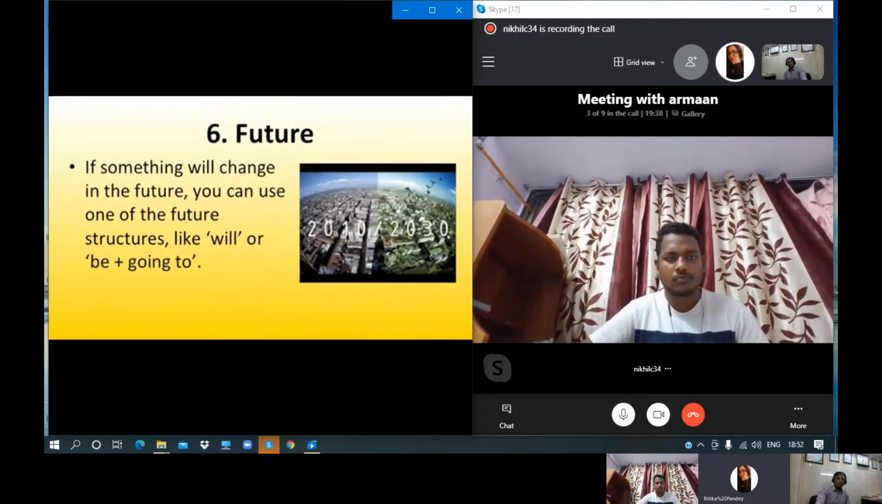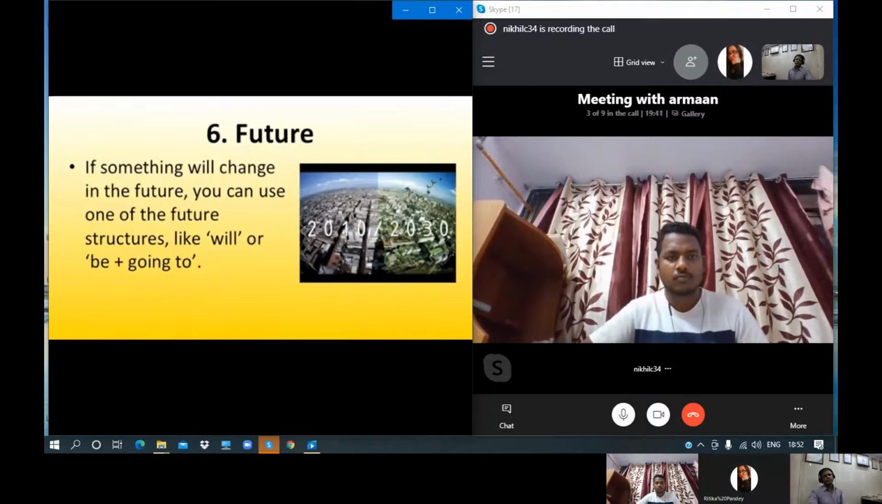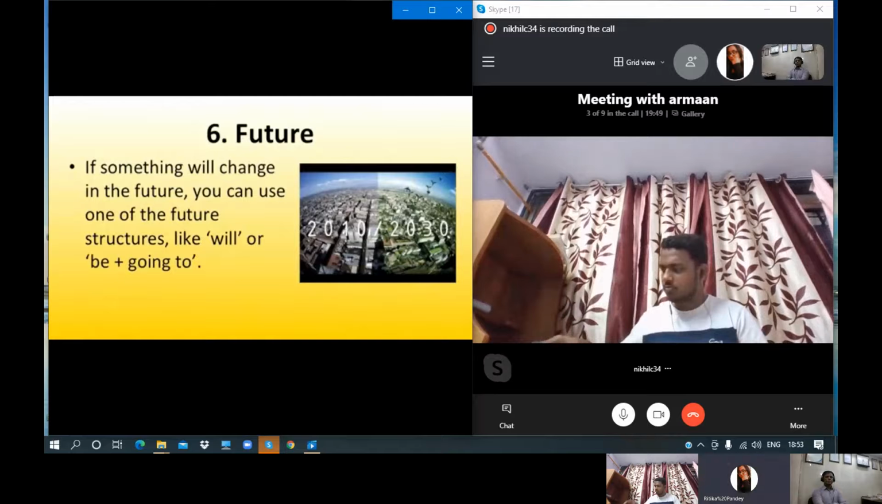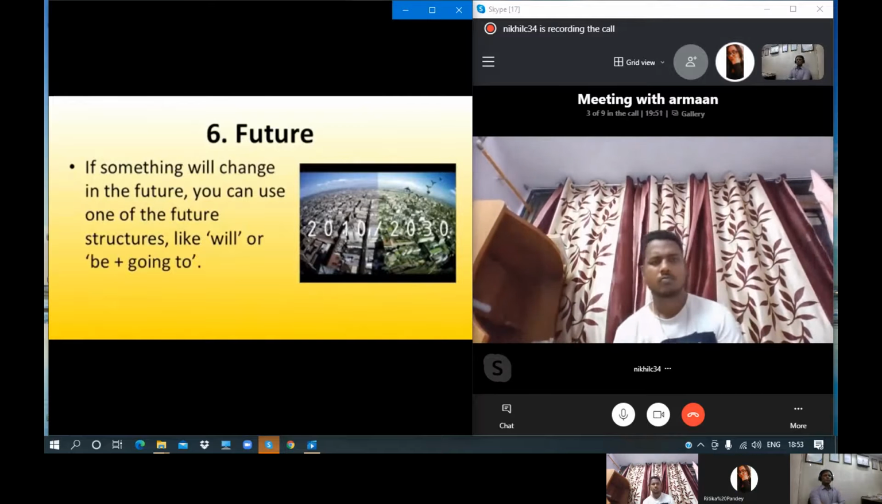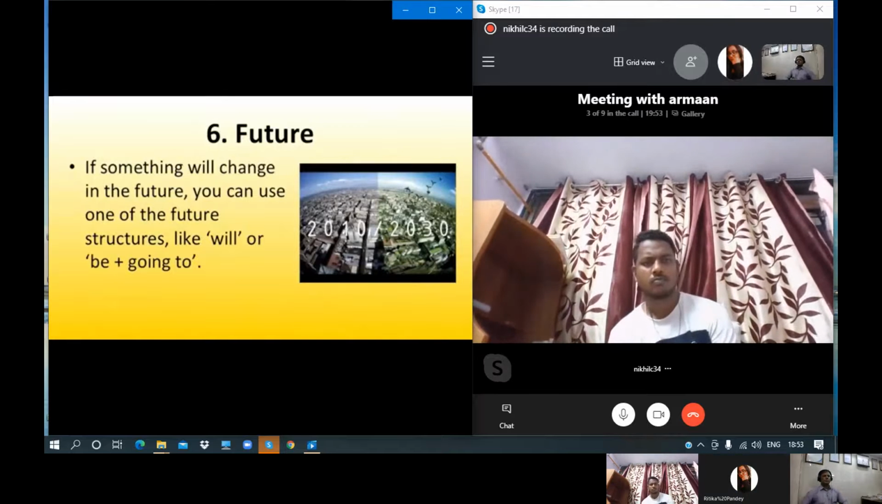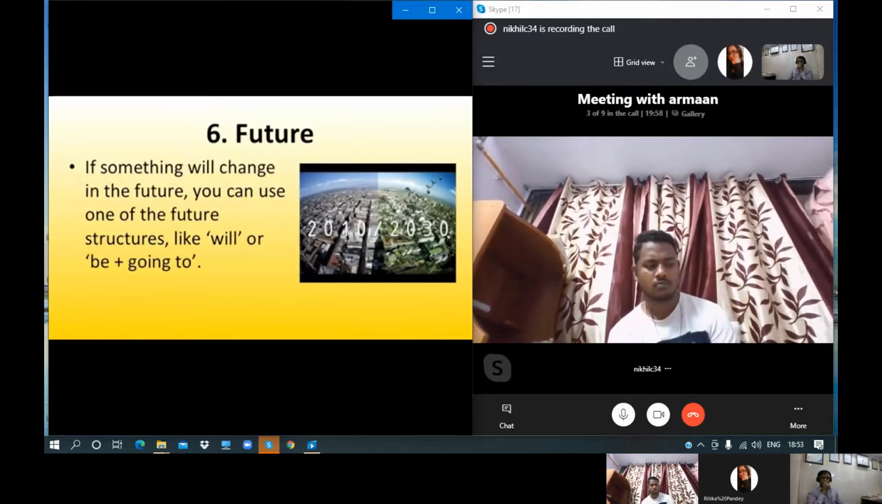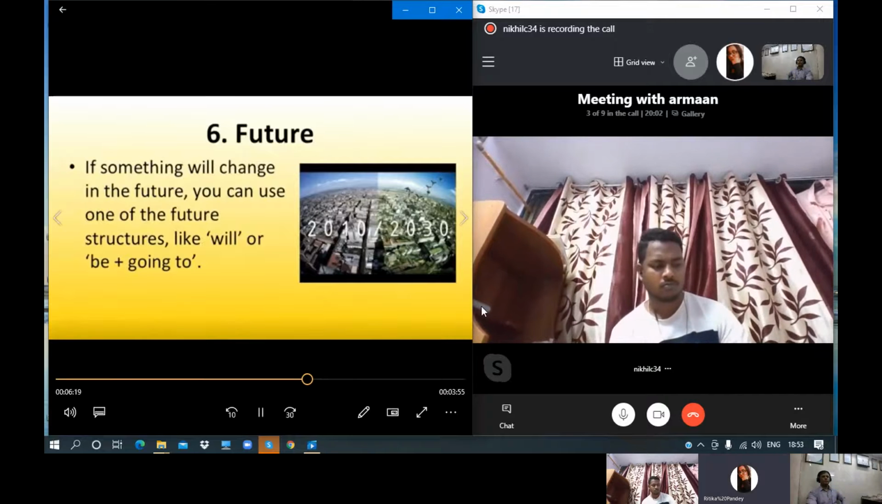The next trick is to talk about the future, or add information that relates to the future. If something will change in the future, you can use one of the future structures like will or be going to. Let's look at an example for this and it will be clearer.